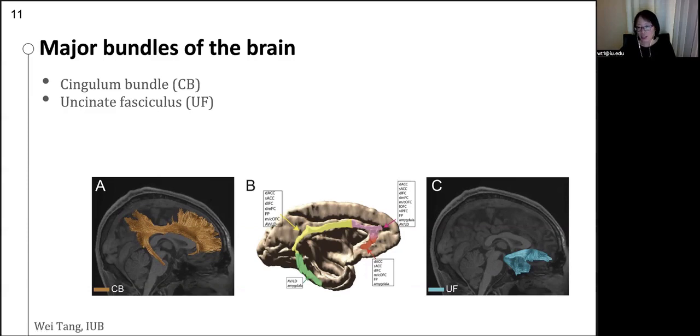On the right-hand side, this bundle in panel C is the uncinate fasciculus, which has a hook-like shape. It connects the orbital frontal cortex with the anterior temporal pole. The information transfer between these two parts of cortex is thought to be related with memory processing. Injury to the uncinate fasciculus can cause isolated retrograde amnesia. In patients with Alzheimer's disease, this bundle shows decreased FA values, and this change may be related to memory deficits. With the uncinate fasciculus, we conclude our part two on major bundles in the brain.